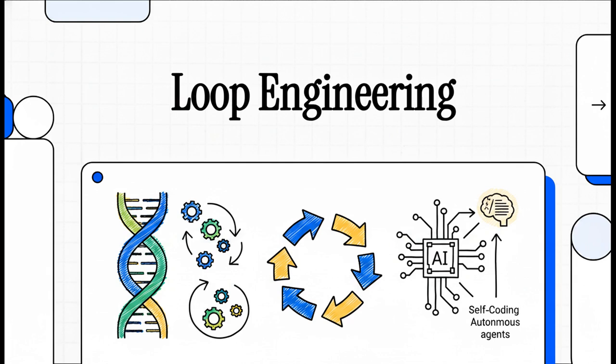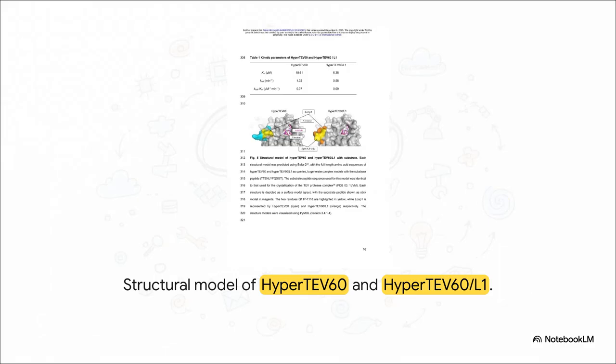But the methods we're now using to push AI agents to the next level, they closely mirror how nature itself optimizes complex biological machines. So today, we're exploring an incredible concept called loop engineering. It's basically a framework that bridges the gap between optimizing enzymes in a lab and building autonomous software agents that can literally code themselves. To understand this, let's look at biology for a second.